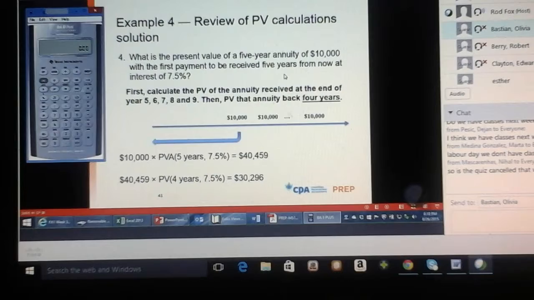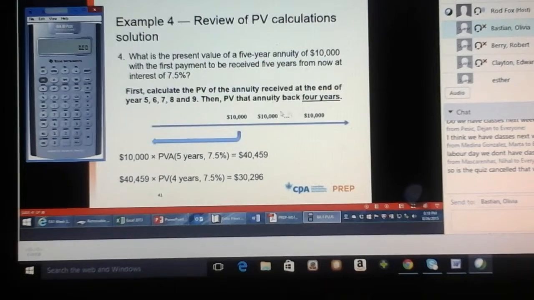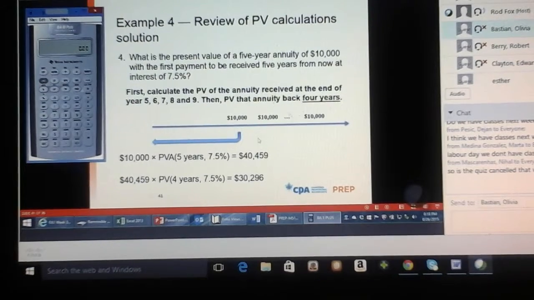Okay, so what we're going to have to do is, in 5 years, we're going to have this $10,000 annuity, and so then on year 5, we're going to present value that. And because I want the present value for today, I'm going to have to bring that back again to now. So that's why we have the 2 calculations.